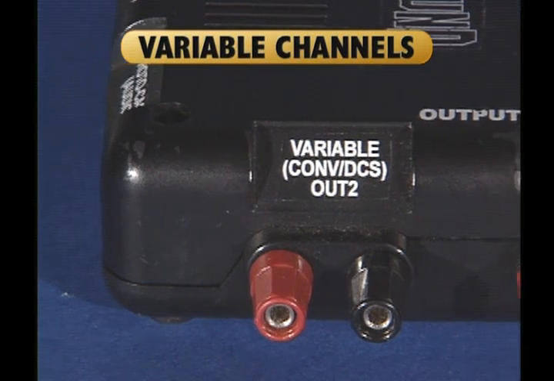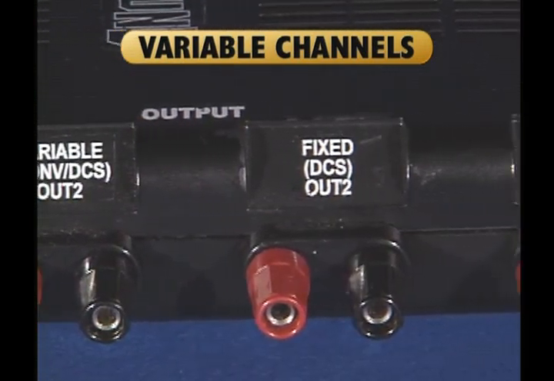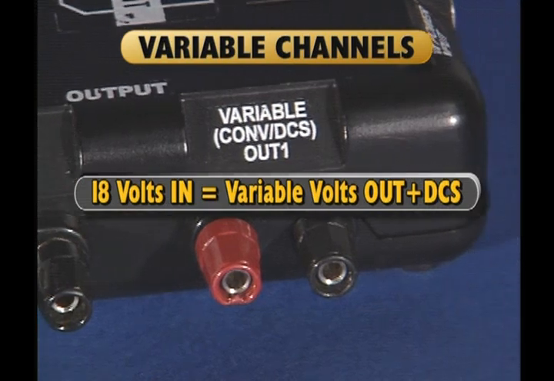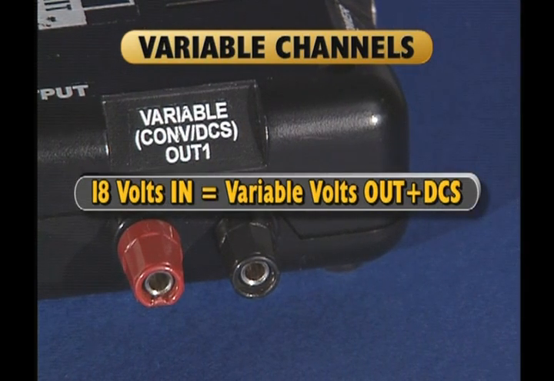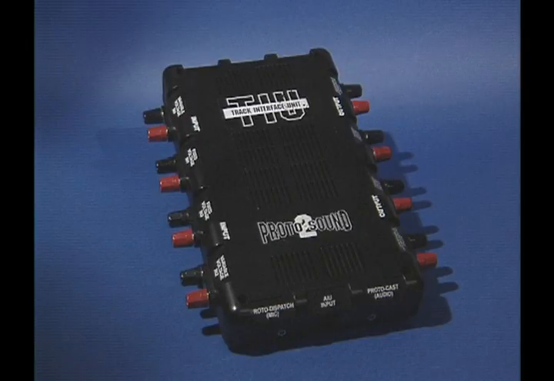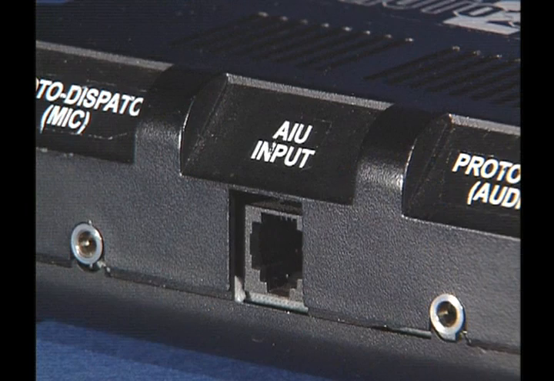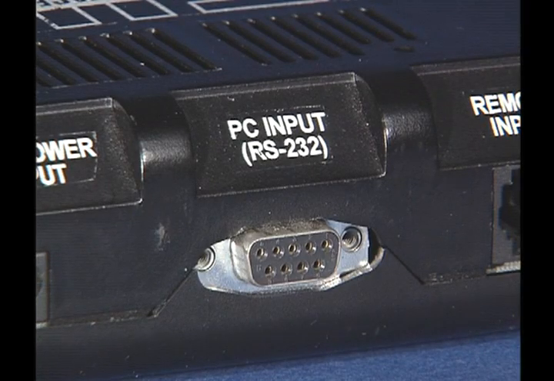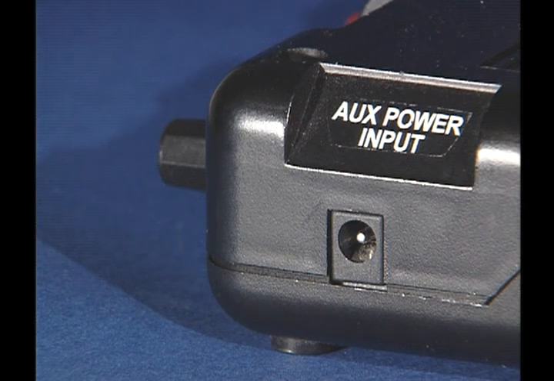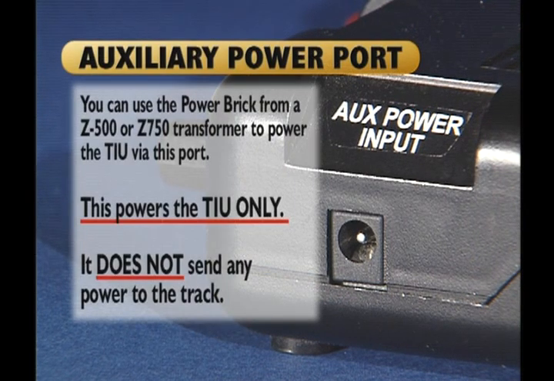The variable channels also have the DCS code added to them, but the voltage is variable within the TIU. You can put a constant 18 volts in and vary the output with the DCS handheld remote. The variable channels can be used for command or conventional operation. The TIU has several other plugs and connectors on it, including the AIU input, the computer input, the protocast and proto-dispatch inputs, and an auxiliary power input, which provides a means of powering the TIU itself, but does not provide any power to the track. We'll tell you more about these ports later in this video.